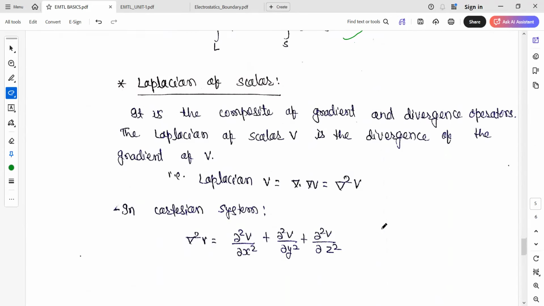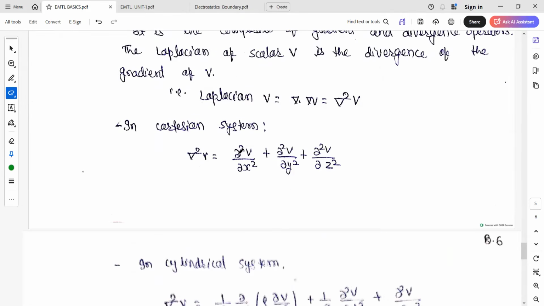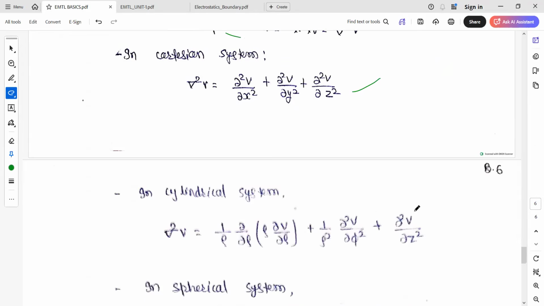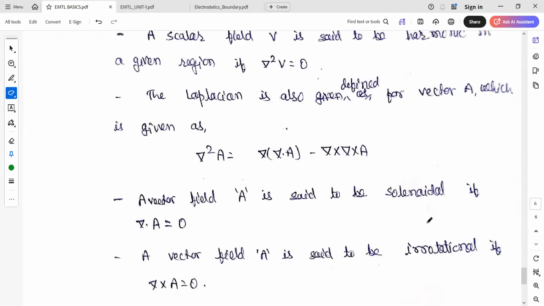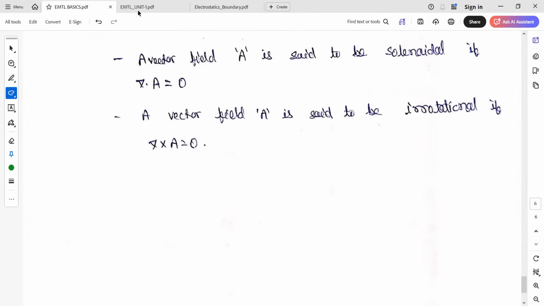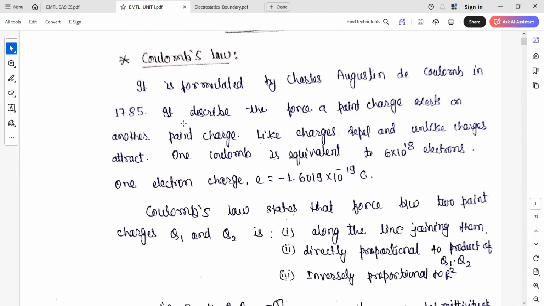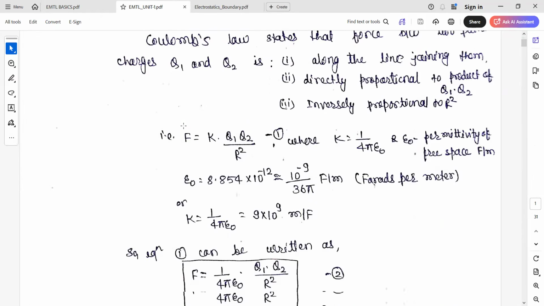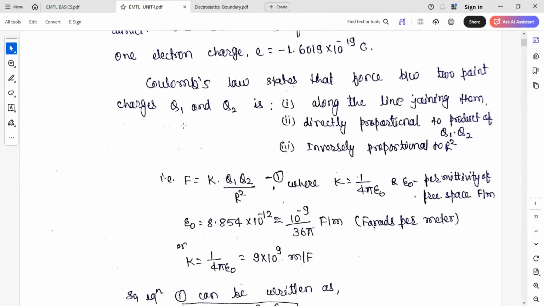Again, the Laplacian equation, del dot del v, del square v. This Laplacian equation in different coordinate systems is very important here. We can write it for Cartesian coordinates, cylindrical coordinates, and spherical coordinates. These are the important points here. Next, we have Coulomb's law. Simple Coulomb's law is what? It is F equals Q1 Q2 by R square. But when we have to write this in the form of vectors, how are we going to write it?